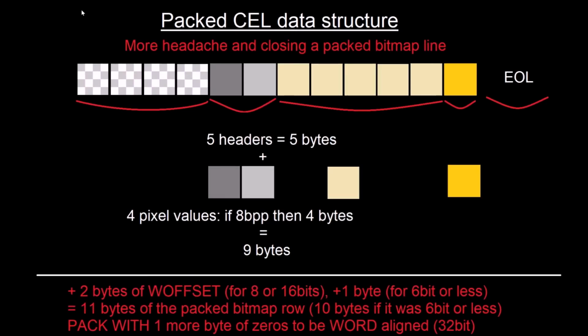So that's why I say more headache in closing a packed bitmap line. Because of the way things are packed, it took me some time to make it work. I was having failures with my generator. So you have this line, and there are 5 different types: the transparent, the literal, the repeat, another literal even if it's for 1 pixel, and the end of line. These are 5 headers, so they are 5 bytes.